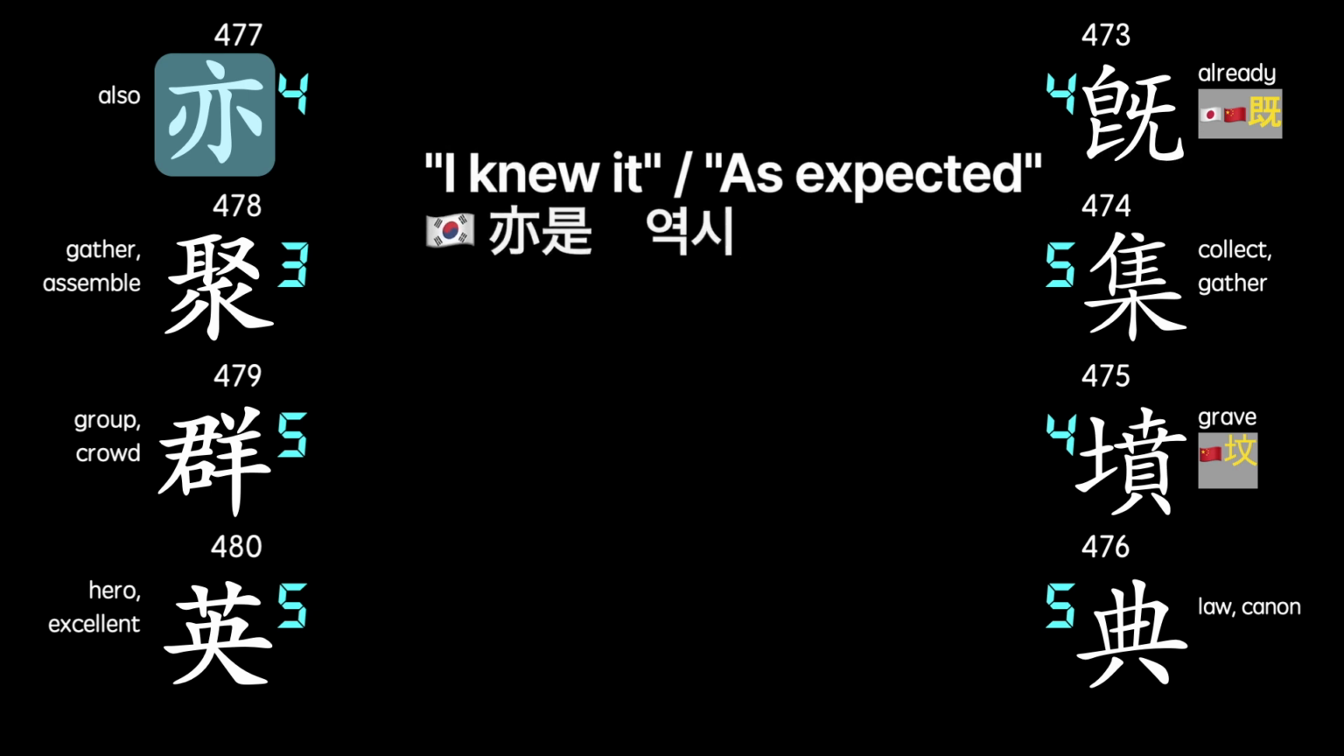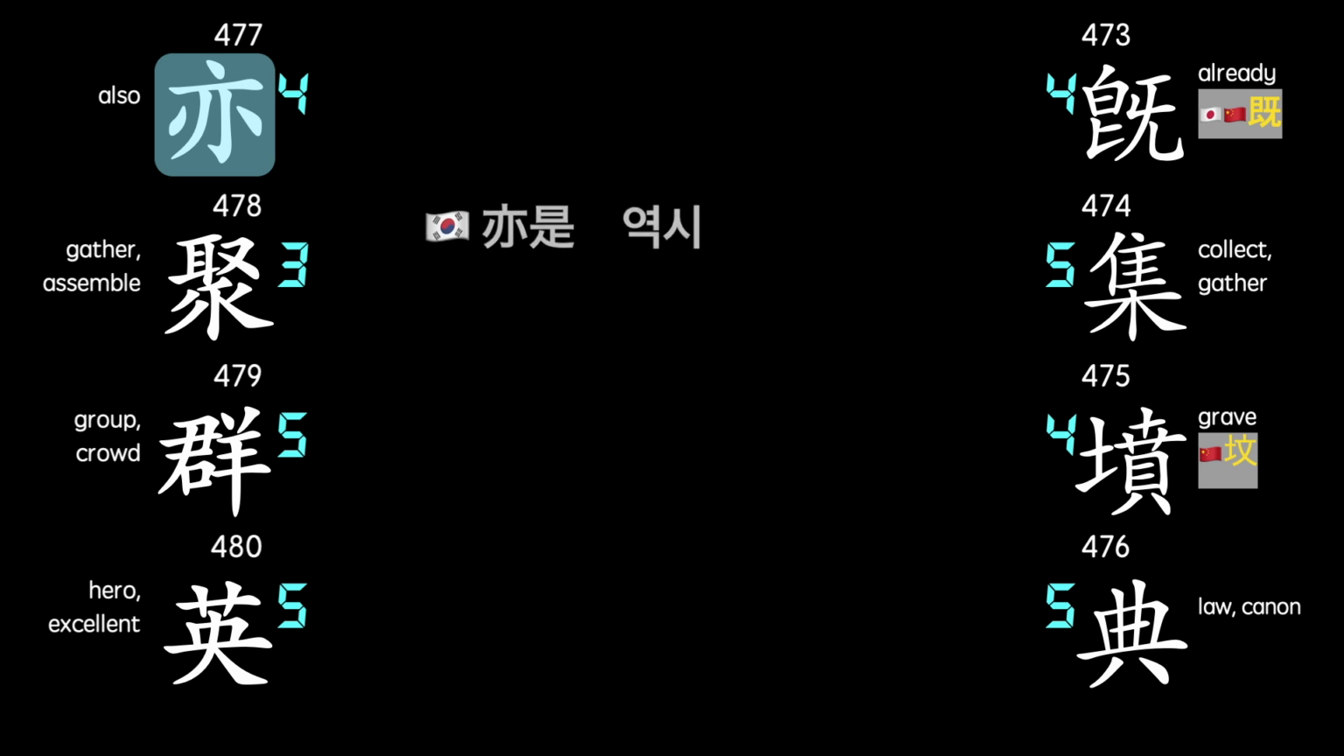It's worth noting that a common Korean expression, yokshi, meaning I knew it, or as expected, has its origin in the word seen here, which features this character. As we can see, languages evolve over time, and the usage of these characters within each language diverges.